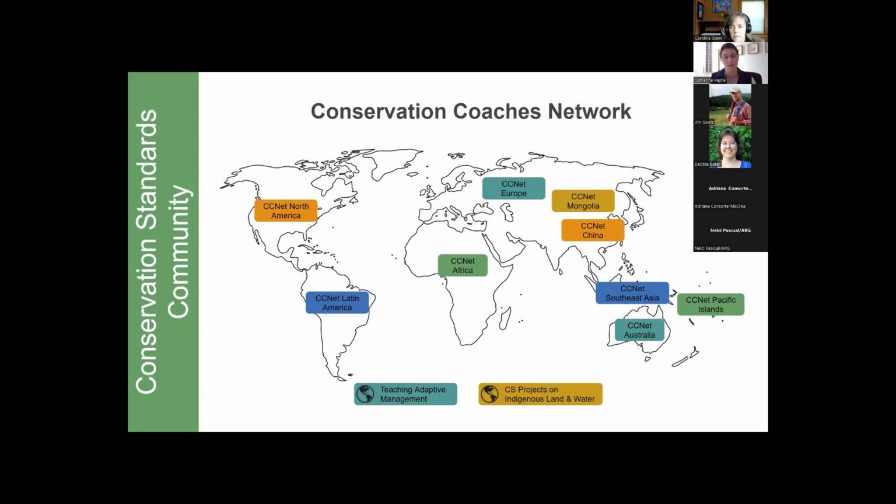Teaching adaptive management is really about how we can start to integrate the conservation standards into university curricula. So I noticed there's a few people here from universities. That might be something you're interested in finding a little bit more about. And then the other one there, conservation standards projects, is largely working on Indigenous land and water and with Indigenous communities. That's being driven from a lot of work that's come out of Australia working with Indigenous communities, but it is starting to be applied in various places in North America and Africa as well. So each of these groups are working and supporting coaches in their local area.